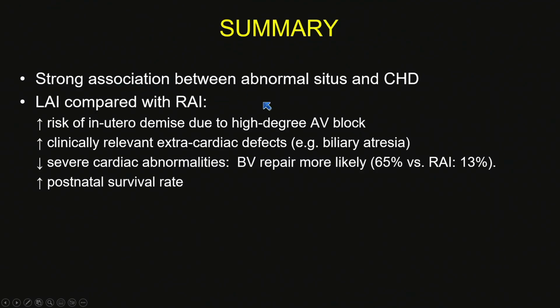So in summary, there's a strong association between abnormal situs and congenital heart disease. Left atrial isomerism compared with right isomerism has a higher risk of in utero demise due to high degree AV block. Clinically relevant extracardiac defects like biliary atresia, or like I showed you, the malrotation is usually left. The right, strangely, they don't malrotate. Severe cardiac abnormalities belong to the right isomerism. Biventricular repair is common with left, but pretty unlikely with right. And the postnatal survival rate is also much better with left isomerism than with right. Thank you very much.